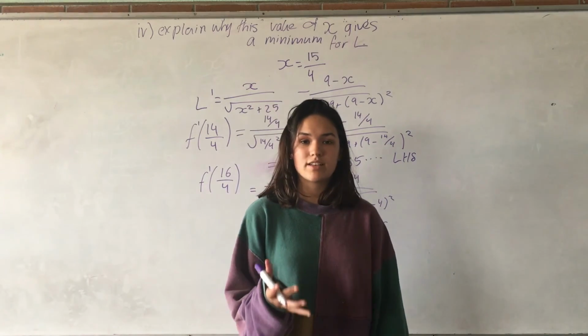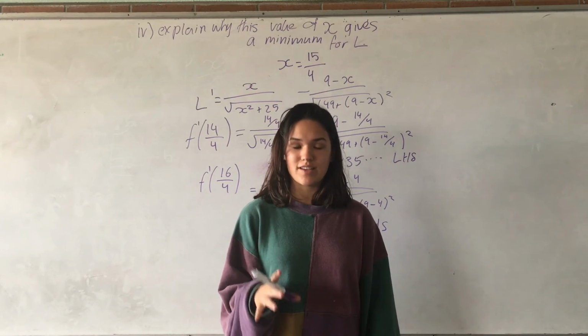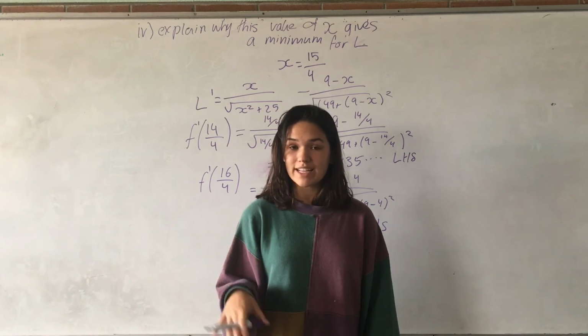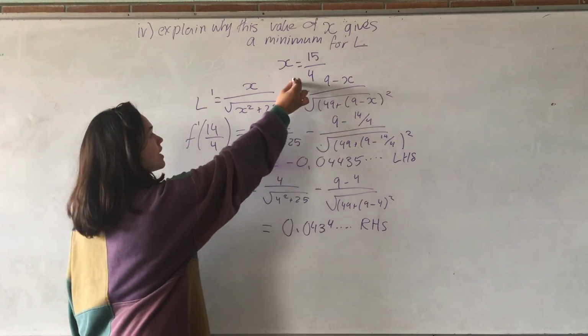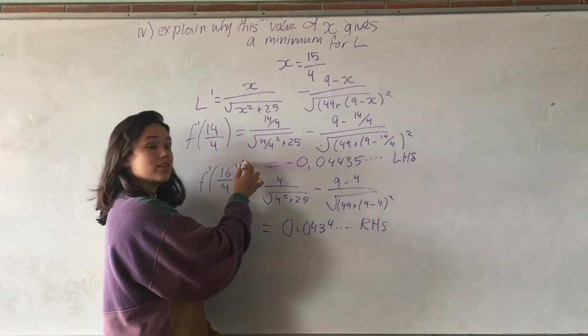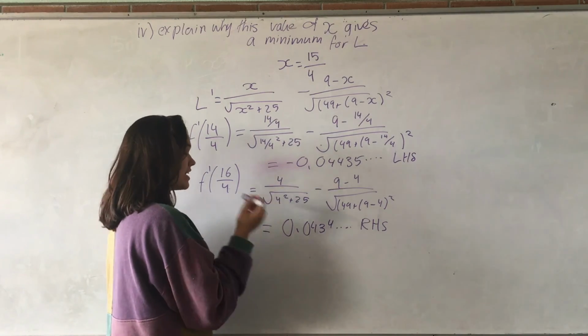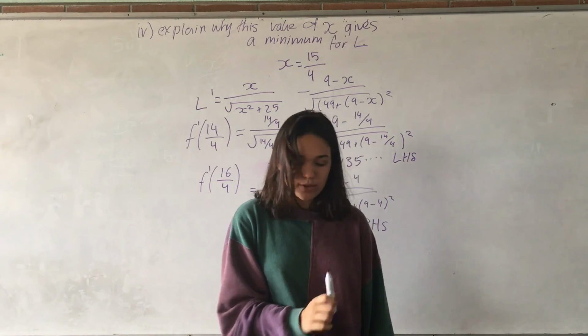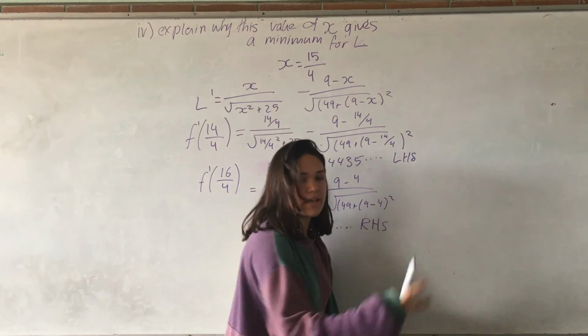When we initially did minimum and maximum values, remember that when it's decreasing on the left-hand side and increasing on the right-hand side, we have a minimum value. And as you can see, when our x value is 15 over 4, if we test a point on the left-hand side, it comes out as a negative value, and if we test a point on the right-hand side, it comes out as a positive value. This value of x gives a minimum for L. Maths is done.